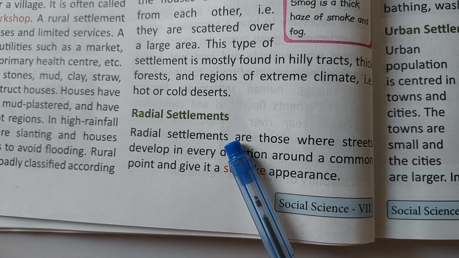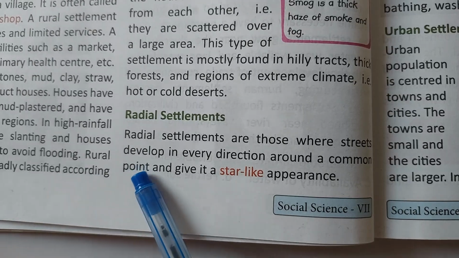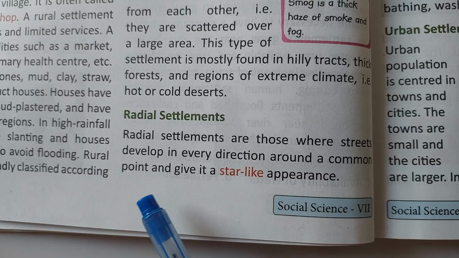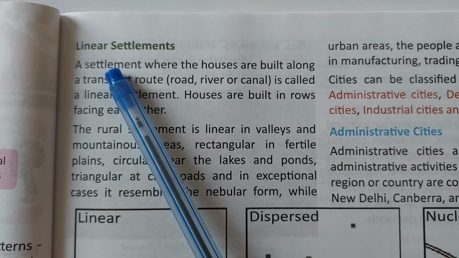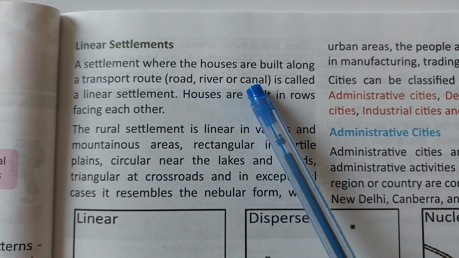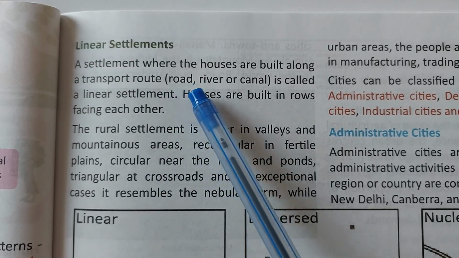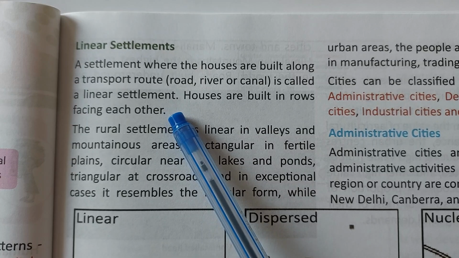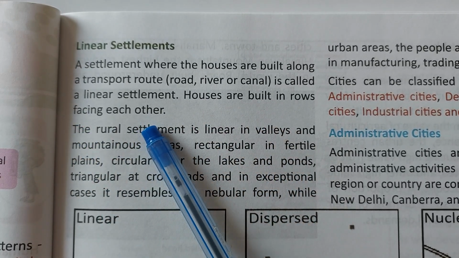Radial settlements. Radial settlements are those where streets develop in every direction around a common point and give it a star-like appearance. Linear settlements. A settlement where the houses are built along a transport route, road, river, or canal is called a linear settlement. Houses are built in rows facing each other.